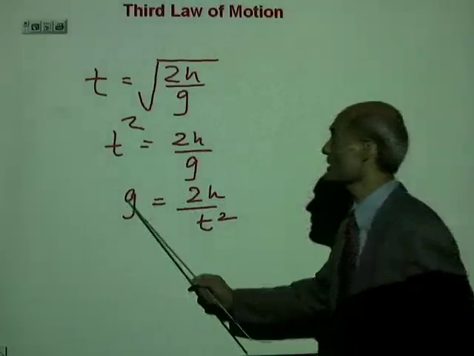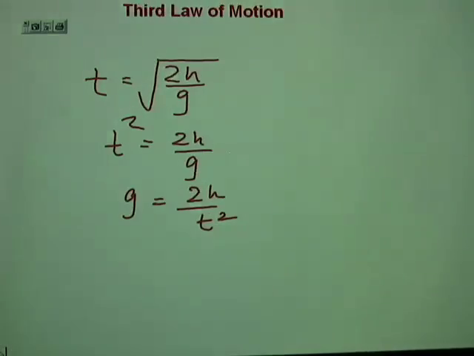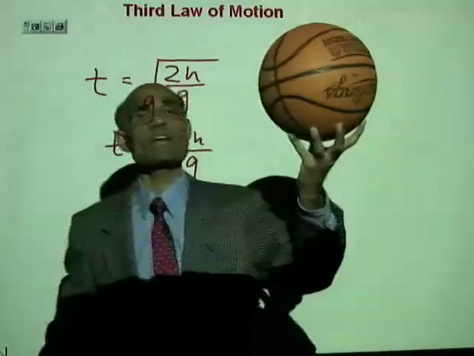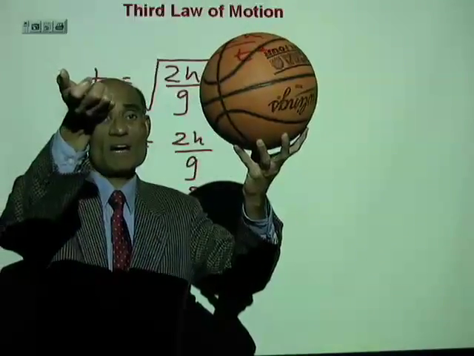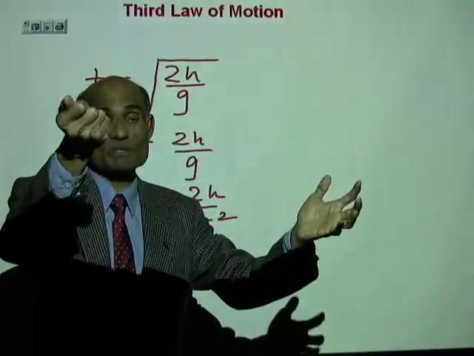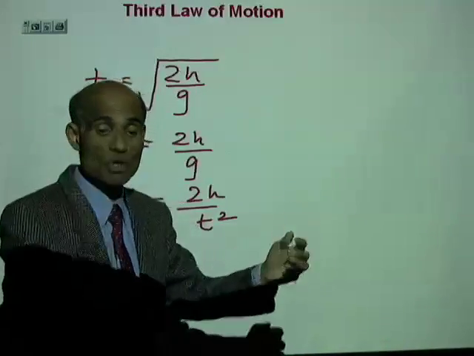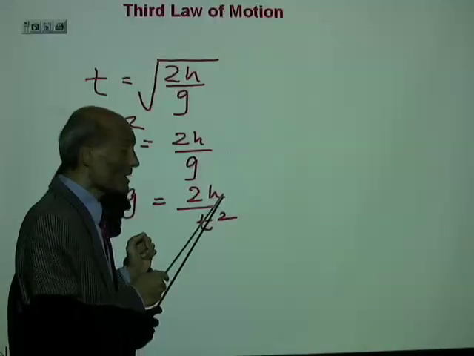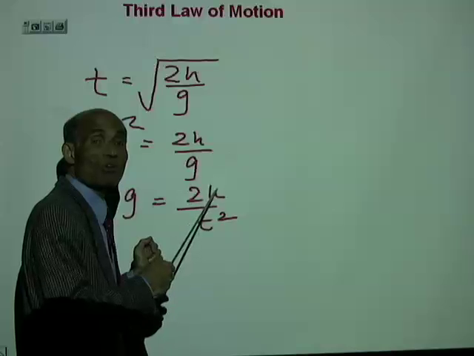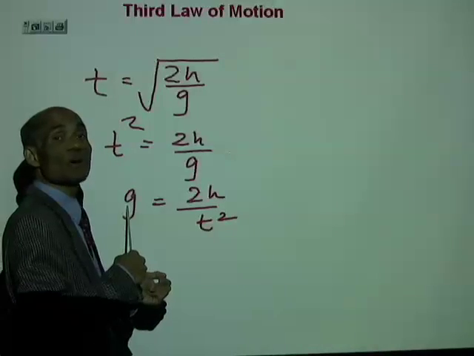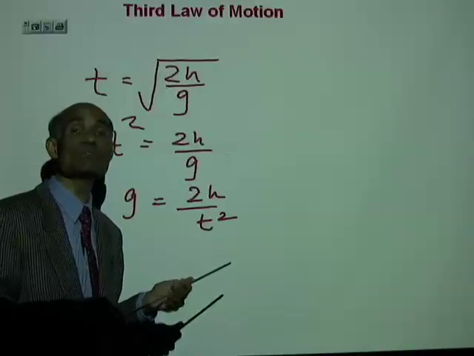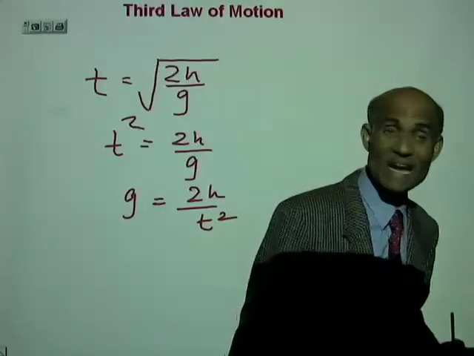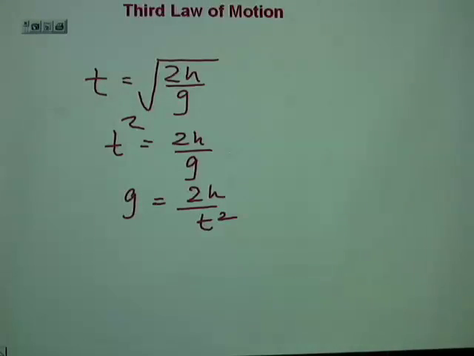So in order to measure acceleration due to gravity, all I need to do is take this basketball to a fairly high place, start a clock at the same time, and drop it. When it hits the ground, stop the clock, measure that time, and measure the height through which the ball fell. You can calculate the value of g. g equals 2h over t squared. You will actually do that in the labs. Its value has been obtained as 9.8 meter per second squared.